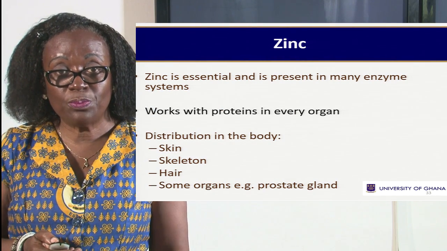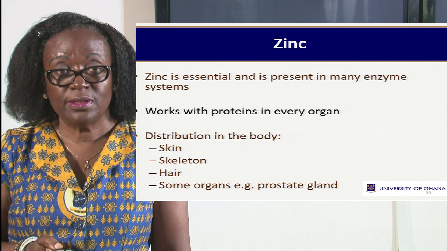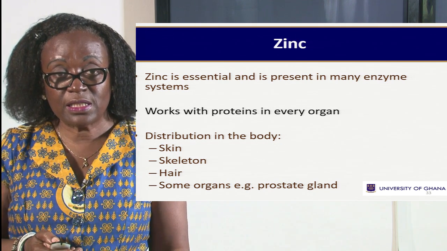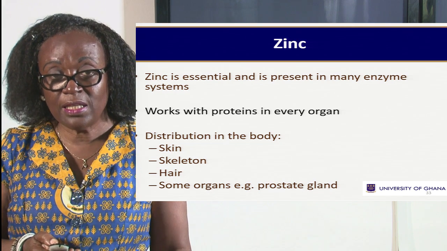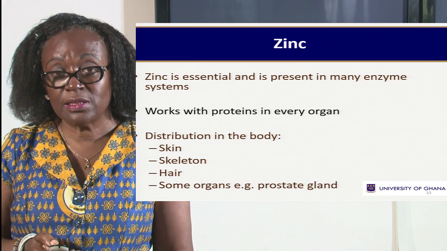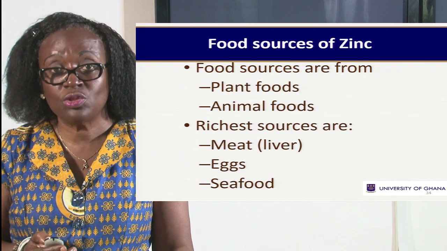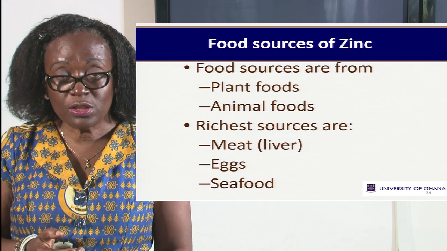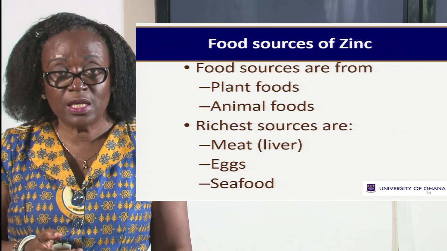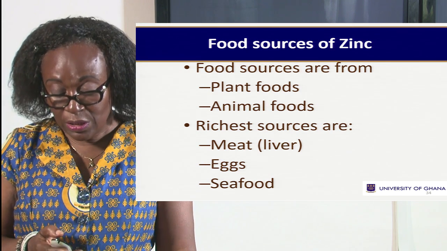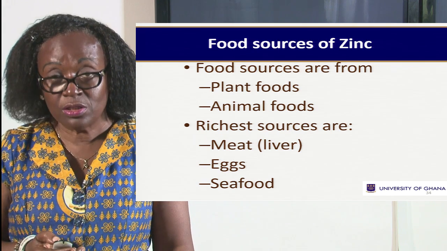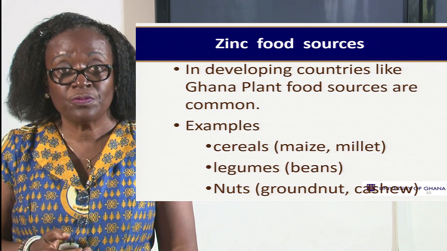They also work with proteins in every organ. We find zinc in the skin, in the skeleton, in our hair, and then other important organs. When it comes to the male, the prostate gland is a major site where we also have zinc. Food sources from both plants and animals, and the richest source, we have our meat, eggs, and seafood to be the rich source. And so this tells us that, yes, dietary diversification is key that we need to follow.